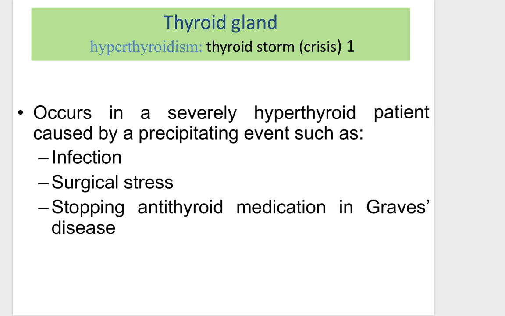And the emergency in hyperthyroidism, the most severe cases we name thyroid storm or thyroid crisis. It occurs in severely hyperthyroid patients caused by precipitating events such as infection, surgical stress, or stopping antithyroid medication in Graves' disease.